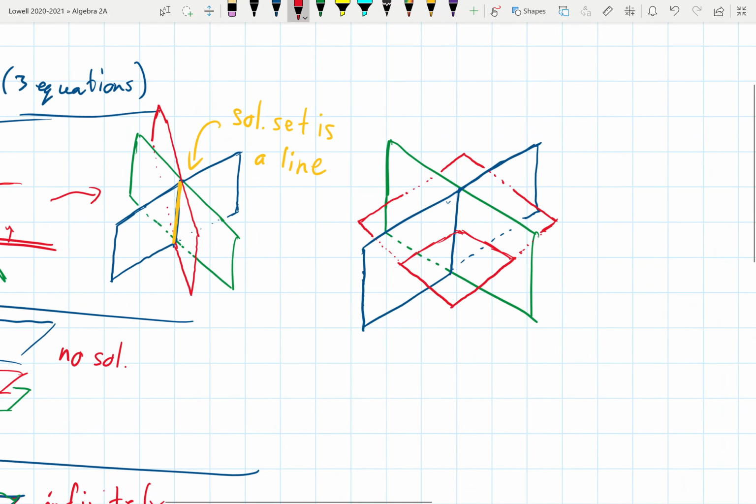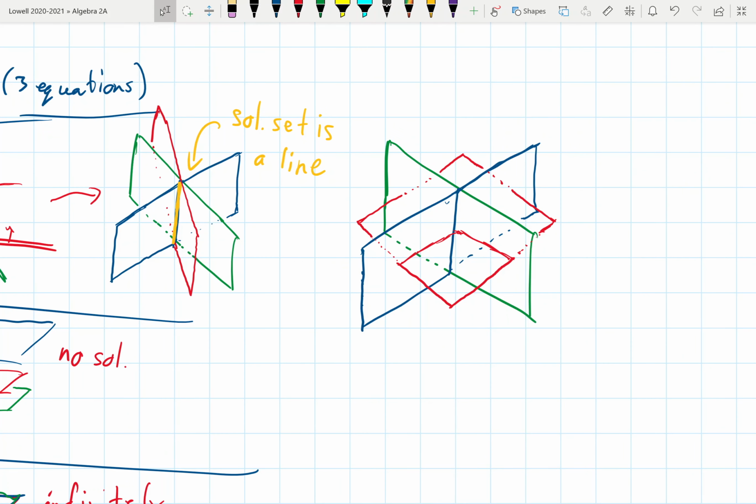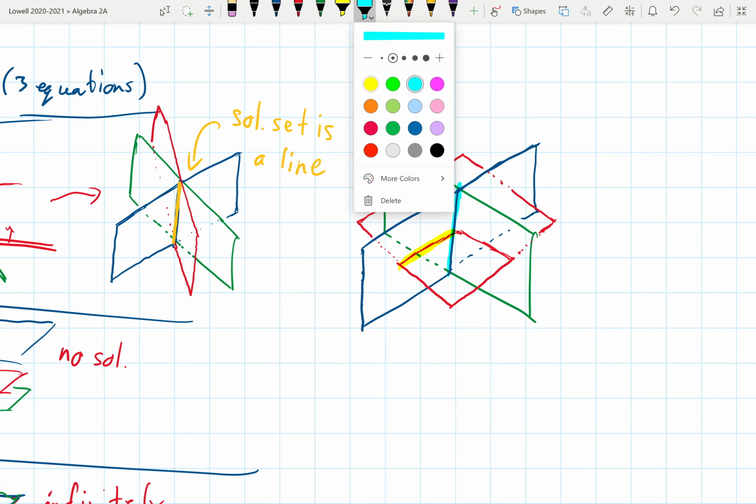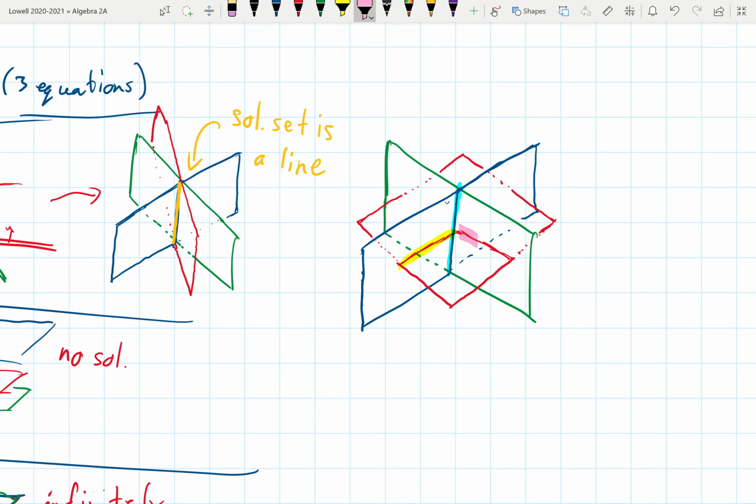Now hopefully you can kind of see what I'm getting at. And so the intersection of the green and the blue one is this blue line right here. The intersection of the red plane and the blue plane is this yellow part right here. And the intersection of the red and green is this pink one right here. And where do all three of those intersections meet? Well, they all meet right here at this gold point right in the middle there.